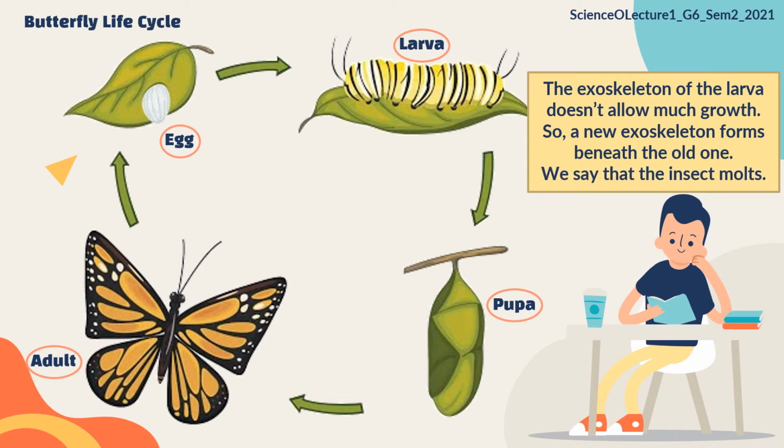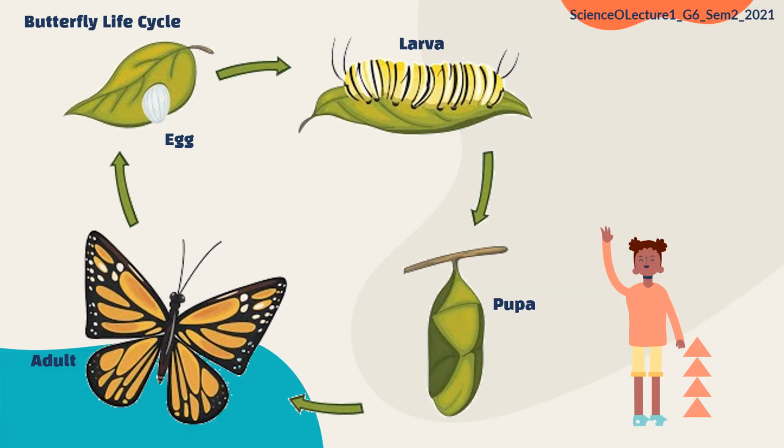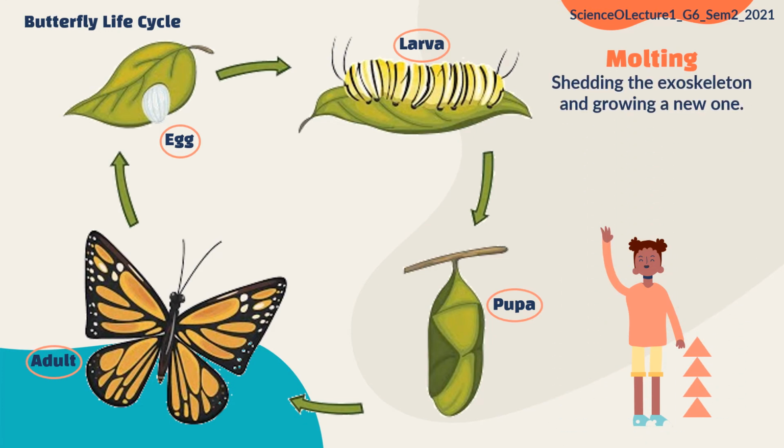So, after hatching out of the egg, the insect must molt as it grows, since the exoskeleton doesn't let the insect grow. So a new exoskeleton forms under the old one, and after each molt, the insect grows a little bit more. This is molting. Egg, larva, pupa, adult. Molting is when the insect sheds its exoskeleton and grows a new one.